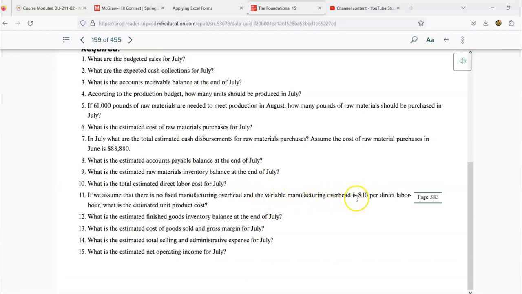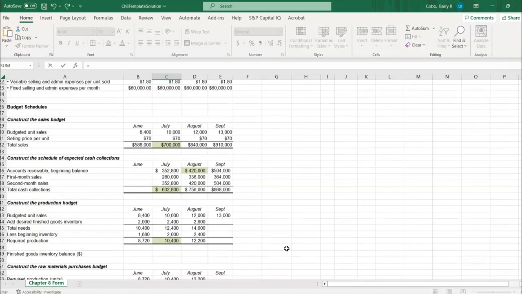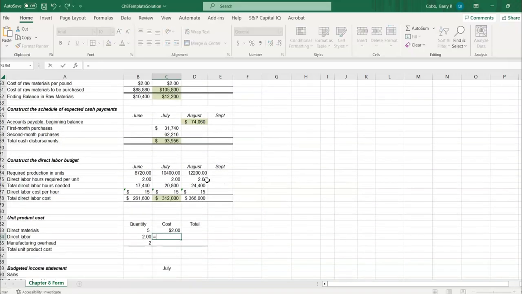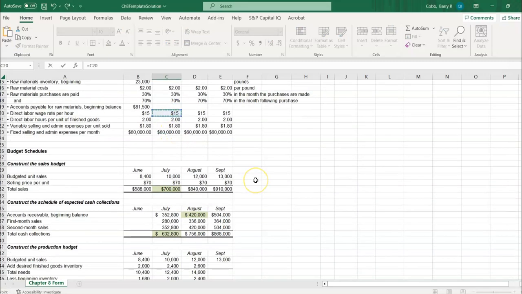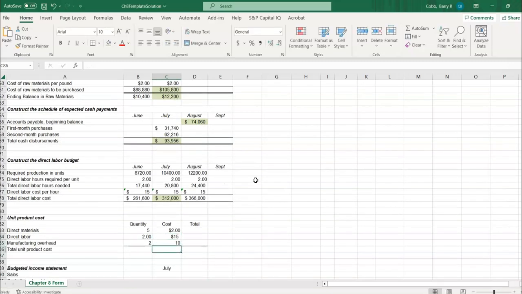And then our variable manufacturing overhead is $10 per direct labor hour. So we'll go ahead and list the quantity for manufacturing overhead as 2 as well, because it's based on direct labor hour. All right, so the cost for raw materials per pound is 2. The cost of direct labor per hour is 15. And then it says that there's an assumption that manufacturing overhead is applied at $10 per direct labor hour.